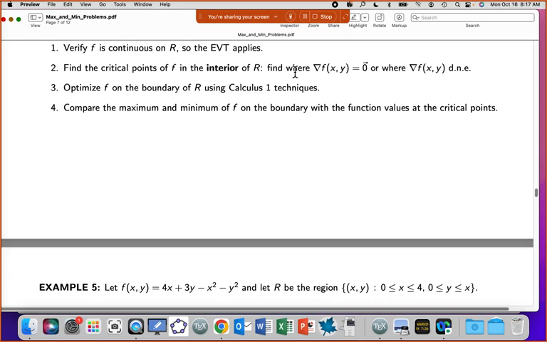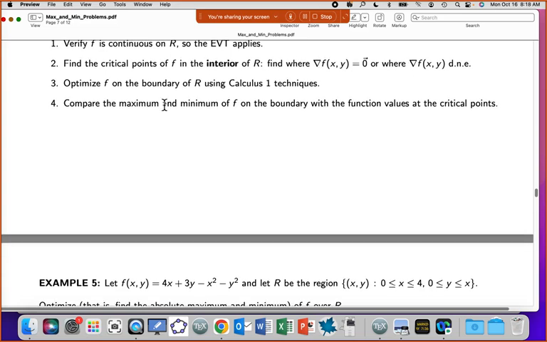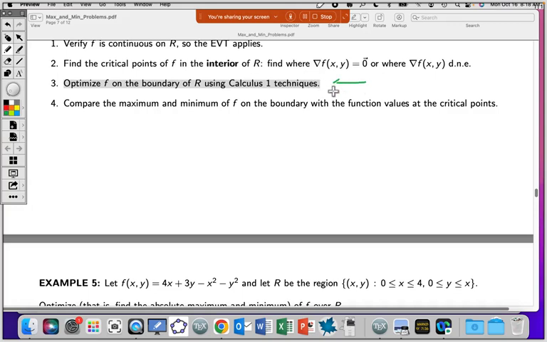And then we find the critical points. So we look where the gradient is the zero vector, where the gradient doesn't exist. And then we go back and do some Calc 1 stuff on the boundary. So the examples we did, you sketch the region, you look at what's going on the boundary. You can find the max and min on the boundary that way. And what we're going to learn here later this week is a method called Lagrange multipliers. That'll be an alternative way of finding the critical points on the boundary.